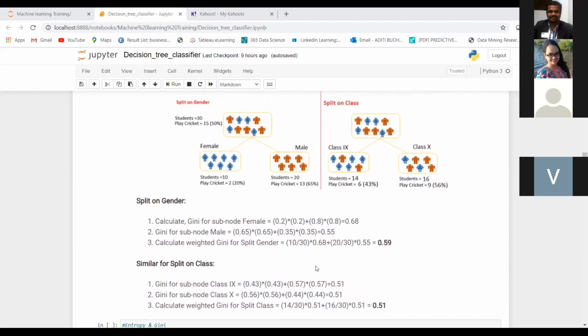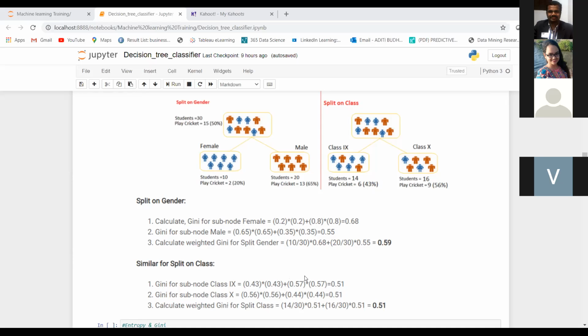And based on that, again, we will follow the same procedure. So for the class 9 subnode, we have 6 people out of 40 which play cricket. So what is the probability? 6 divided by 14, which is 0.3. So we will square that.